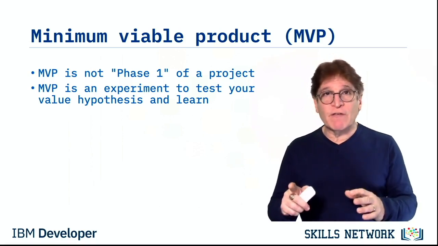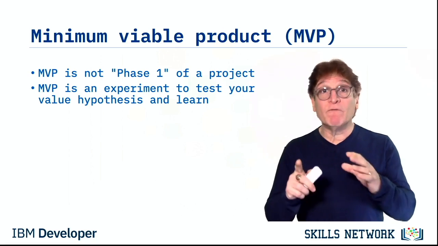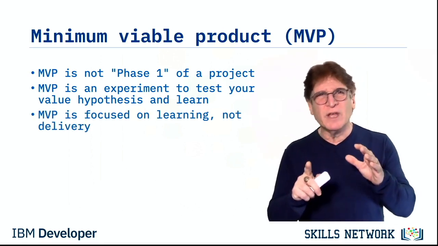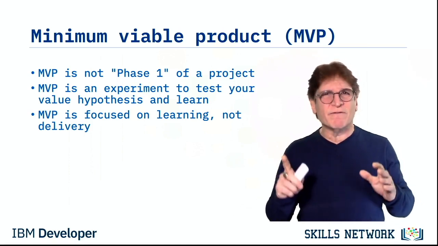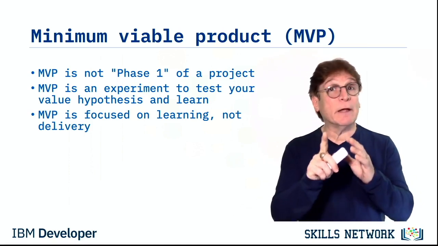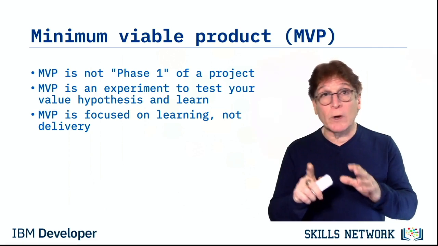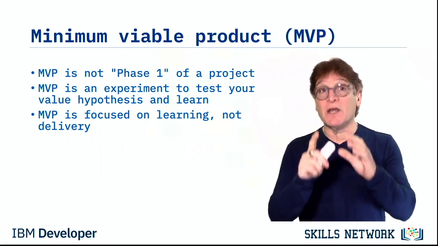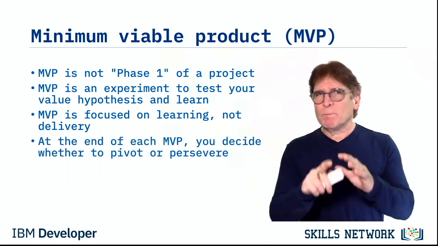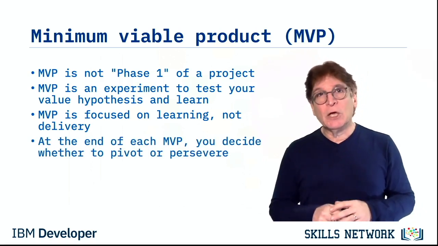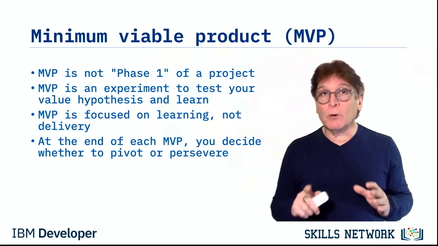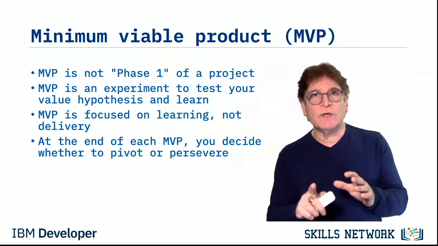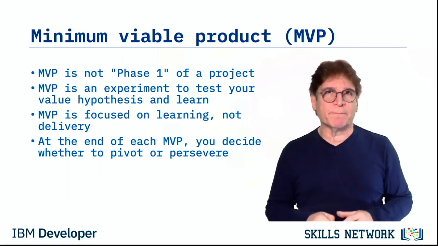You can finish the first MVP, then you get the results and move on to the second one and so on. The difference between these two is that the first one is all about delivery. What am I going to deliver? But the second one is all about learning. What can I learn from putting out this MVP and getting feedback and then maybe making the next one even better? So it's important at the end of each MVP, you decide whether to pivot or persevere. Should I pivot? That is, do something different, or persevere? Continue doing what I'm doing.